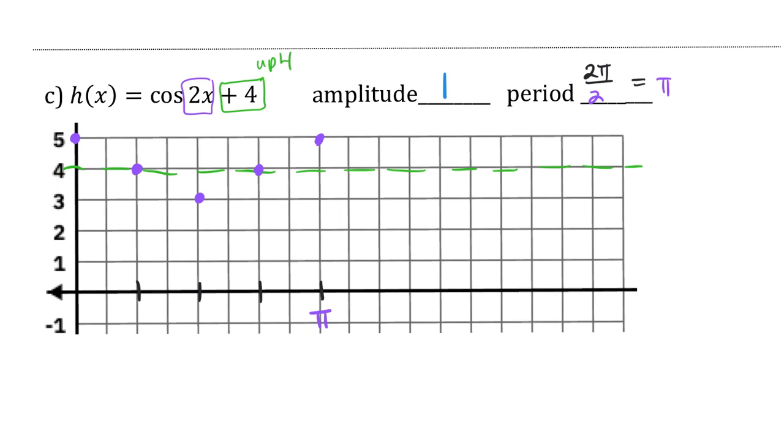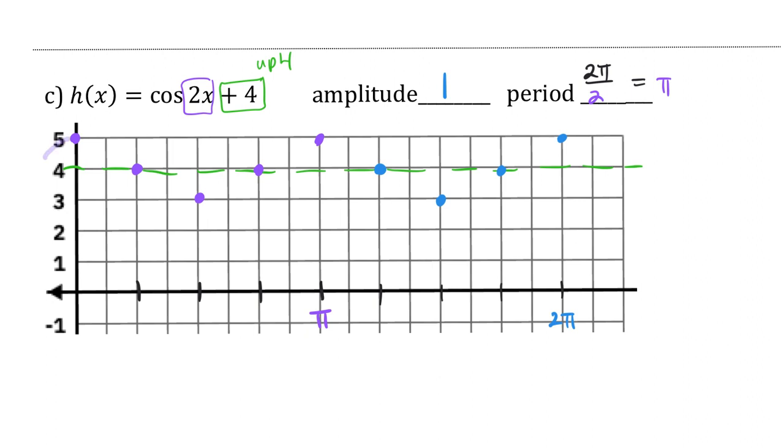Let's go one more period. That was 1, back to 0, down, 0, up. And I didn't mark it. 1, 2, 3, 4. What should this point be? 2 pi. Okay, let me sketch my graph in.